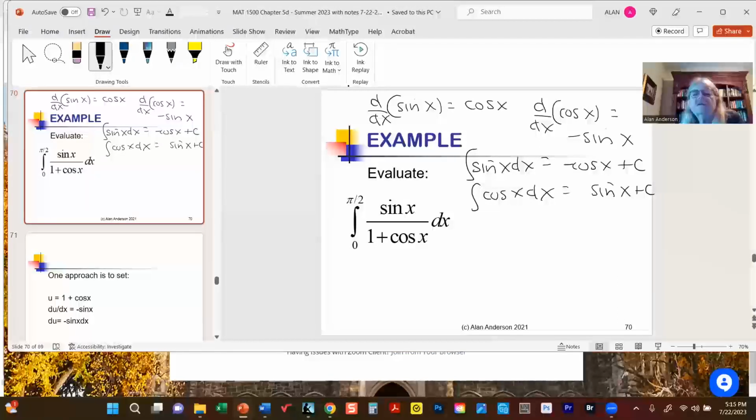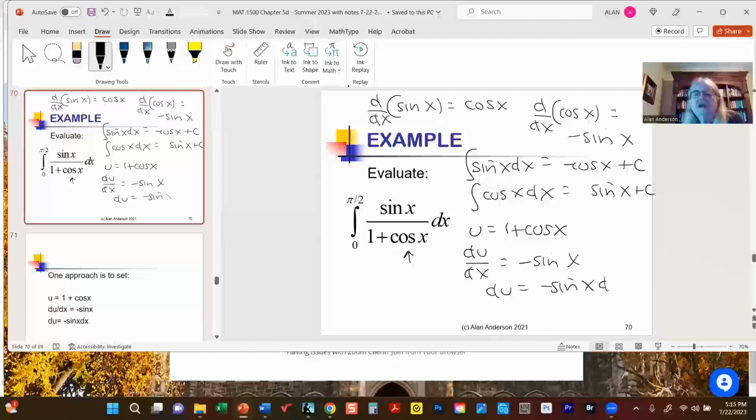If I let u be a function of the cosine, that should work because when I take the derivative, the du dx, I'll end up with negative sine x. And I don't have that, but I can produce it by putting a negative here and a negative here. And so that means I'm going to have du in the numerator. Well, that couldn't have been much more simple. Let me clean it up a little.